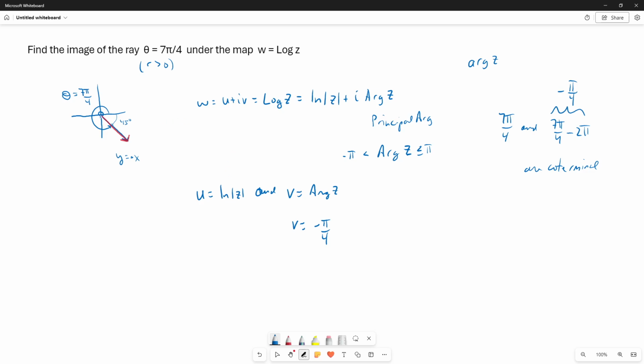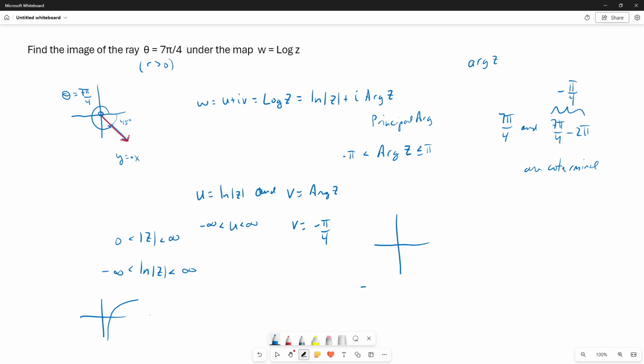Now the modulus of Z is going to go anywhere from 0, not including 0, to infinity, which means that the log is going to go from minus infinity to infinity, because the ordinary real log function has as its domain 0 to infinity, and as its range minus infinity to plus infinity. So U is going to go between negative infinity and infinity, and V is negative pi over 4.